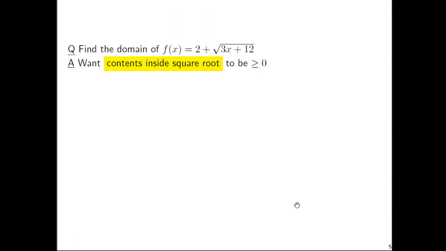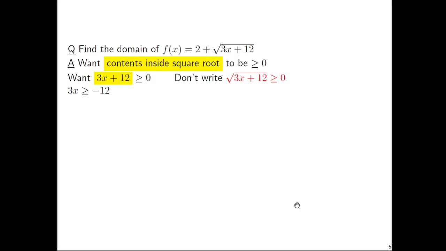So let's try this example. Find the domain of f of x equals 2 plus root 3x plus 12. Again, we want the contents inside the square root to be greater than or equal to 0. The contents inside the square root here is just the 3x plus 12. So the root tells us where to look, but we look inside the square root, and we say 3x plus 12 should be greater than or equal to 0. Please don't write root 3x plus 12 is greater than or equal to 0. That's missing the idea that it's the thing that you're square rooting that needs to be greater than or equal to 0.